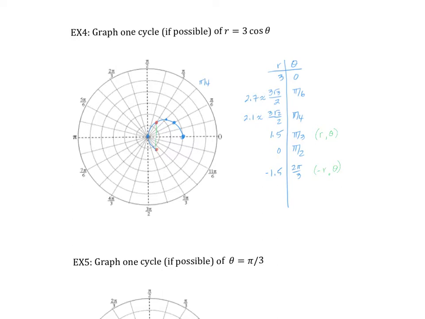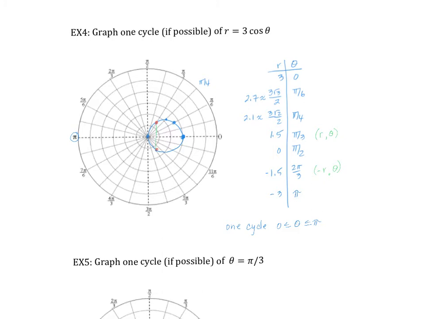All right, if I keep going around, I'll end up back here when that's pi, I believe. So cosine of pi is negative 1, so r becomes negative 3. So if we go out to pi and we go negative 3, we're back where we started from. Which means for one cycle, my theta values would need to go from 0 to pi.